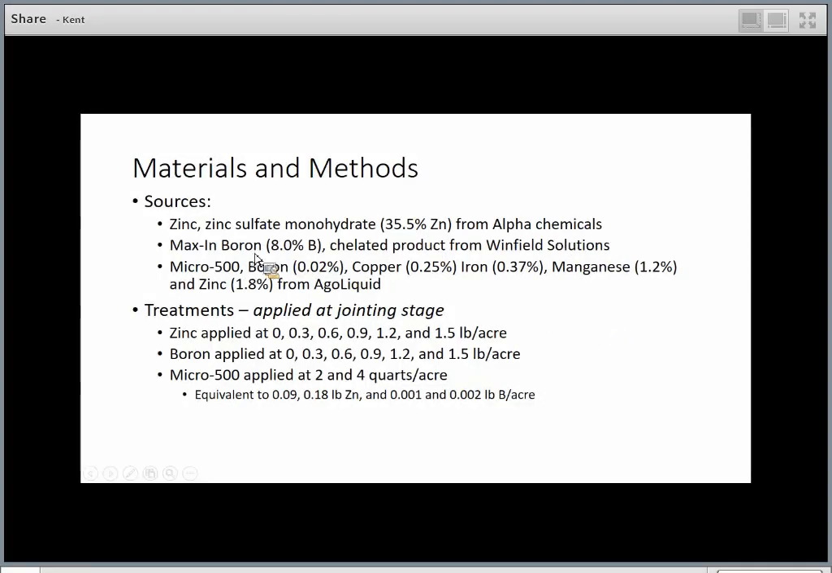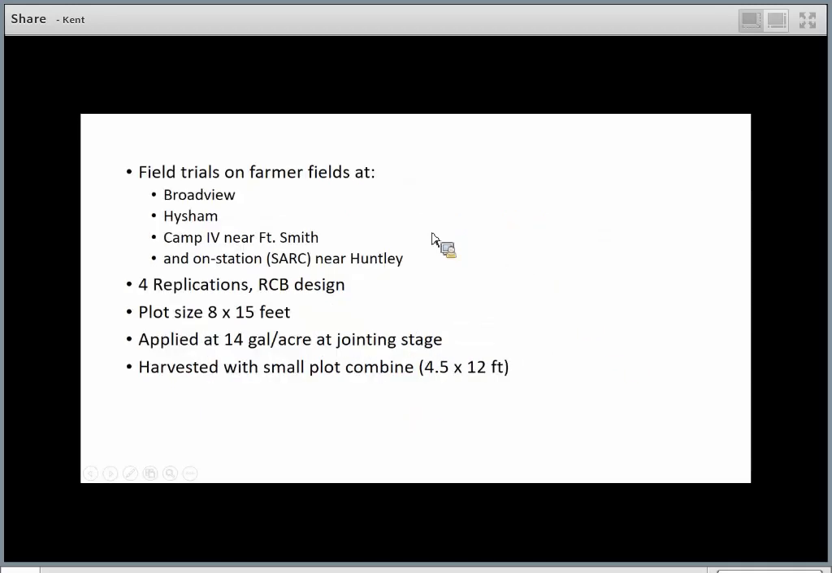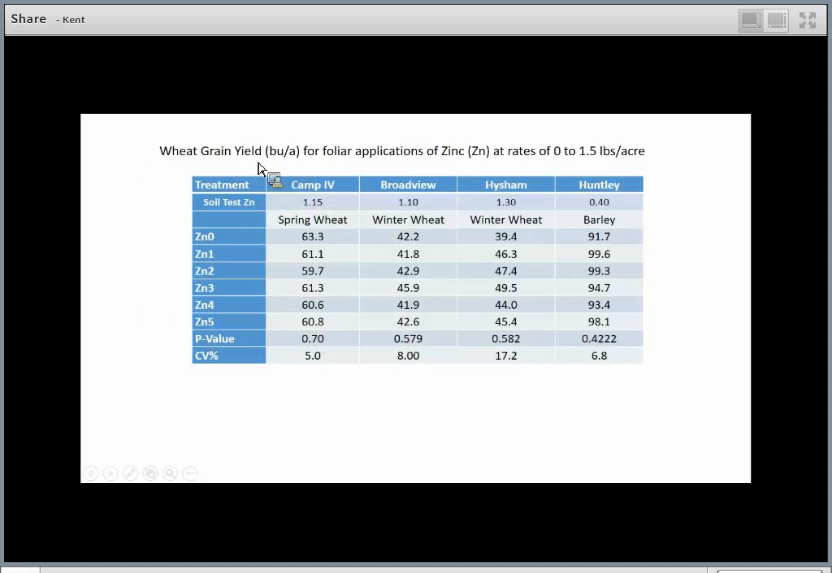Source was zinc sulfate from Alpha Chemicals. I'm not going to talk about the boron. The zinc treatment was applied at 0, 0.3, 0.6, 0.9, 1.2, and 1.5 pounds per acre as a foliar application at jointing stage. I won't talk about the other 2. That's the plot size. Applied 14 gallons per acre at jointing stage, harvested with a small plot combine.